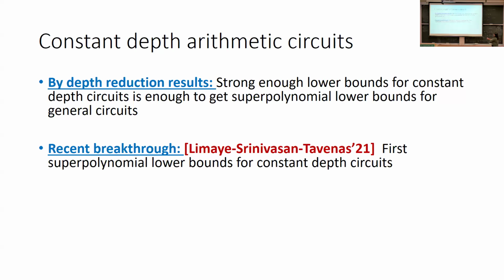And a breakthrough work from a few years ago by Limaye, Srinivasan, and Tavenas gave the first super polynomial lower bounds for constant depth circuits. Prior to this work, we didn't have such results even for depth 3 circuits. There's been a lot of work on constant depth circuits, but the lower bounds were for homogeneous constant depth circuits or other restricted versions of it. For the first time now we have super polynomial lower bounds for constant depth circuits, and strengthening these lower bounds to get exponential lower bounds would be amazing.